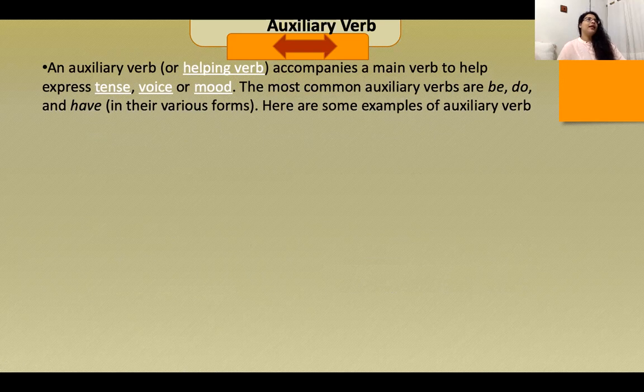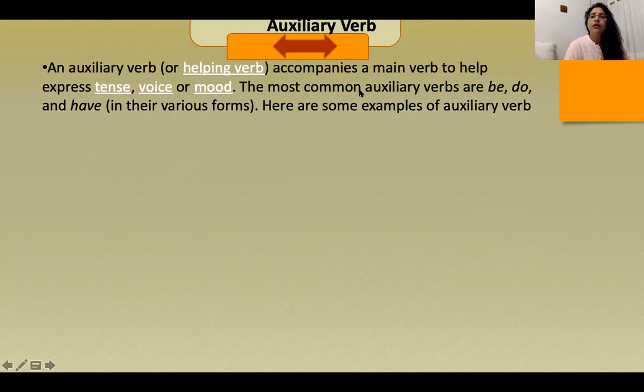So if I say, I am sitting, sitting is the main verb, but the word am is the helping verb. Here it helps in giving information about the tense, what I'm doing, or mood, or voice, anything I can take. Then, he is going. So going is the main verb and is is your helping verb. It helps in forming a tense.